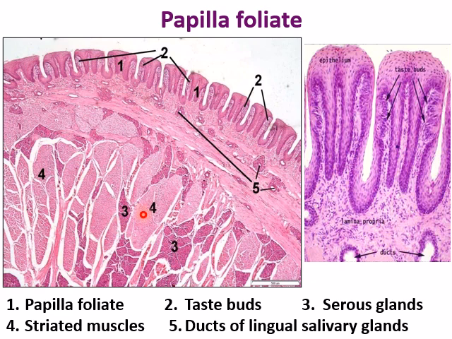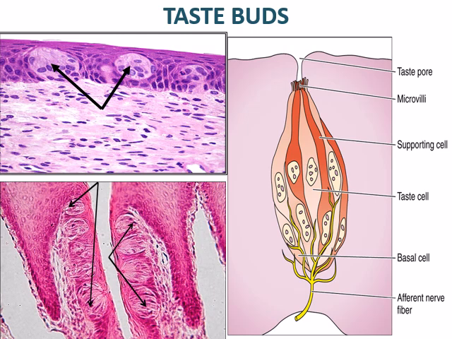Number 4 is the striated muscle. Number 3 is the serous gland. Number 2 are taste buds, and number 5 the ducts of the salivary glands. You can see here the taste buds. We took it from the papilla foliata.